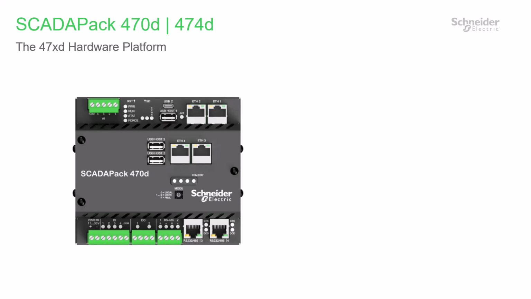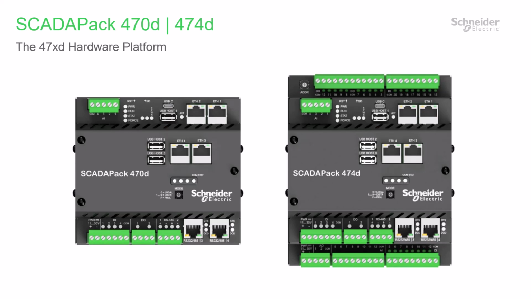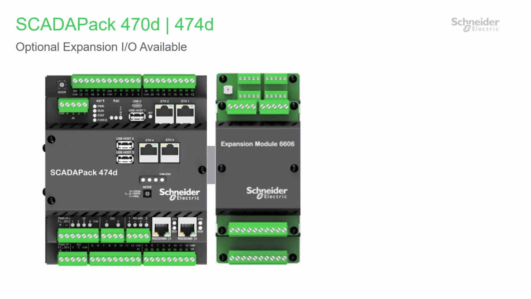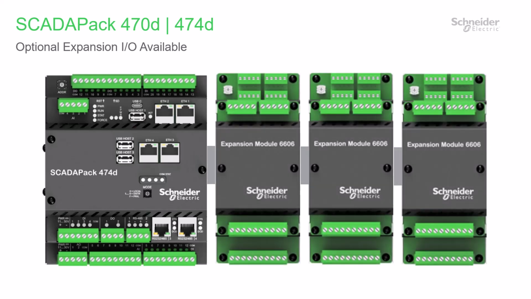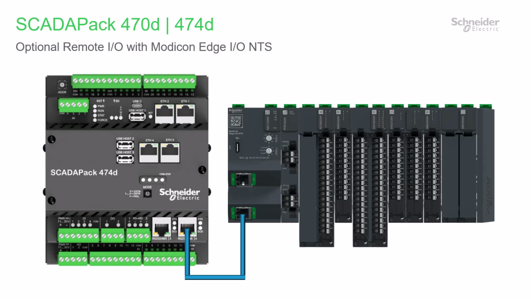Here's a close-up look at the SCADAPack 470d hardware platform. If you're already familiar with the 470i, the hardware itself is identical. And here's the SCADAPack 474d. Just like the 474i, it adds a Model 6607 lower I/O board. You can increase the 470d and 474d I/O count by adding Model 5000 and 6000 series expansion modules. And 47xd can also be integrated with the hot swappable and hardened Modicon Edge I/O NTS Remote I/O.